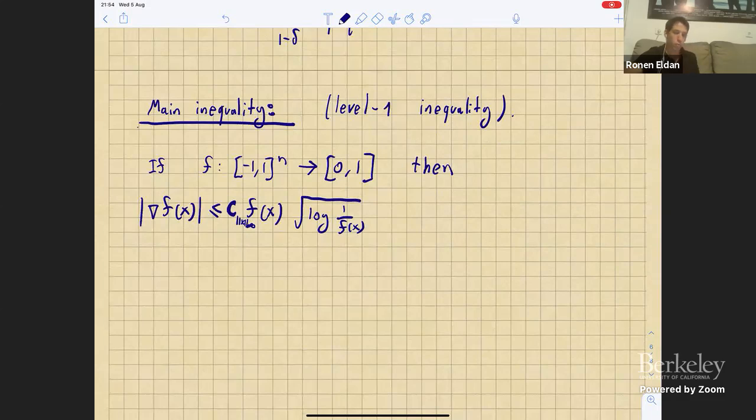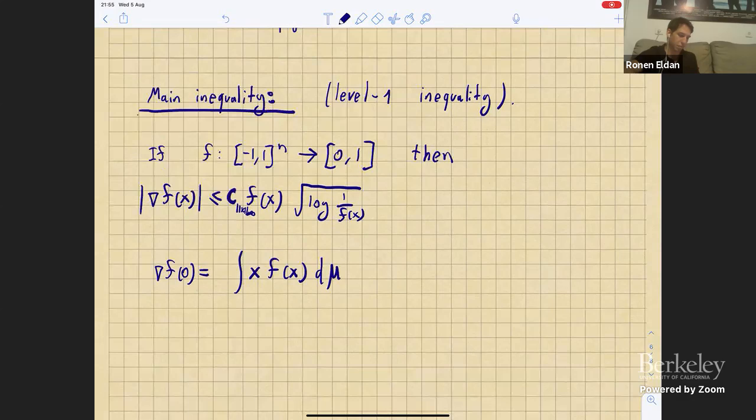Let me just try to quickly explain this inequality for x equal to 0. The gradient of f at the point 0 is just equal to the integral of x times f of x with respect to the uniform measure. This is just due to the fact that, okay, I guess you can just check it. It's like a summation by parts thing. It's the gradient of a multilinear function. Taking the gradient is like multiplying by an x.